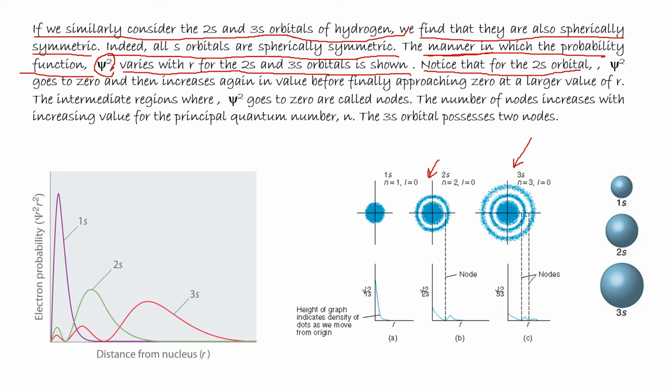Notice that for the 2s orbital, the probability of finding the electron goes to 0 and then increases again. See, there is a probability of finding the electron here that increases, and then in this area it is zero probability, and then we find the electrons once again in this region. So for 2s we have one node. In the 3s we have two nodes.